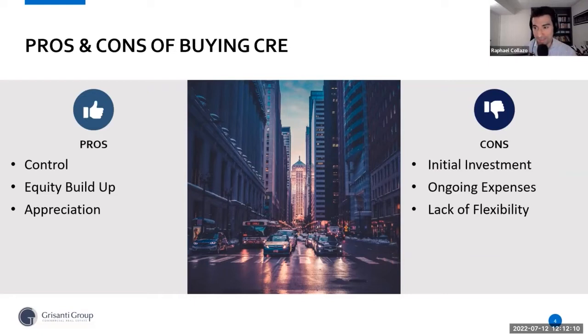So that's something that needs to be considered prior to pulling the trigger on purchasing a commercial property, because if you don't factor that into your analysis when you do purchase it, it's going to be kind of a rude awakening once you take ownership and these things start to occur.